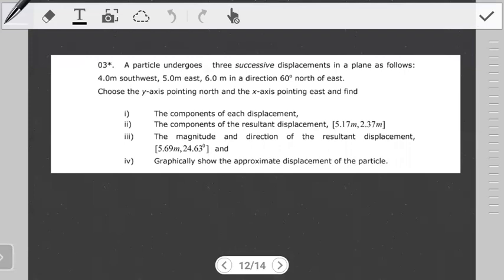Welcome to another tutorial on vectors. In this tutorial, we're going to look at a question I left you guys with in the previous one. I hope you had time to go through it. So let's quickly look at what they want us to do.